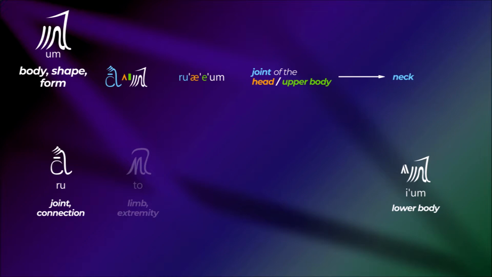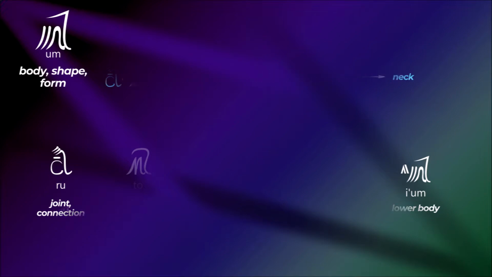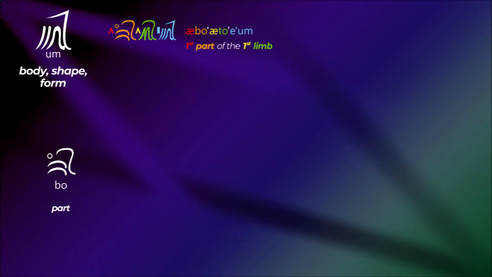But we're not done yet. We're going to throw another root word into the mix as well. This root word is bo, which means part or component. Again, we can prefix liska to it to designate which part we're talking about. For example, the arm consists of two parts. If we create the word ai bo, ai to eum, then that's the first part of the first limb of the upper body.